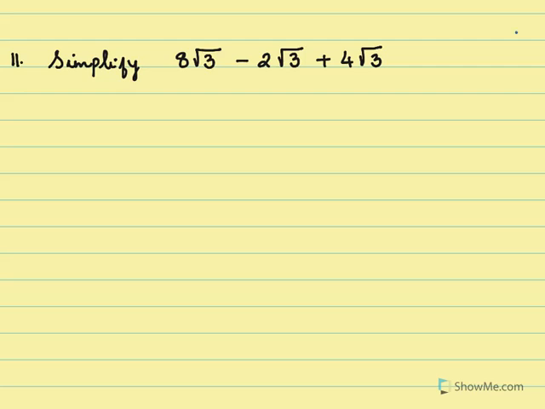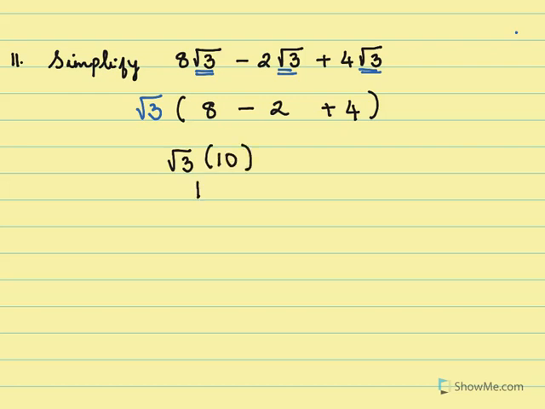Simplify 8√3 - 2√3 + 4√3. So here under root 3, under root 3, under root 3 is common. So we take it out. What remains in the first term will be 8, in the second term 2, in the third term 4. So you will have under root 3 into, this is 10. So the answer is 10 under root 3.